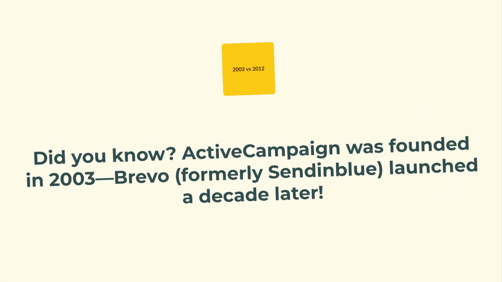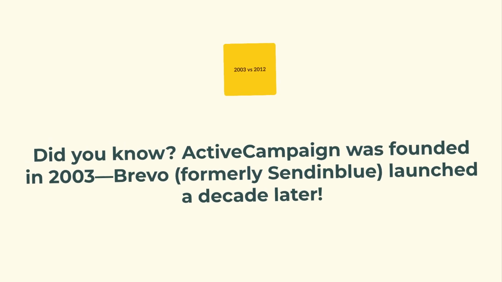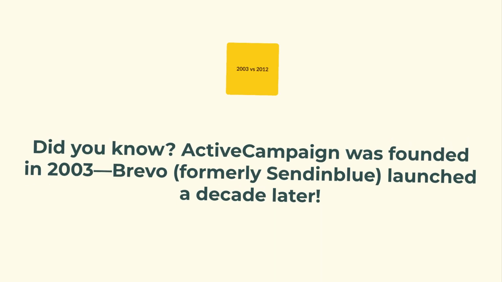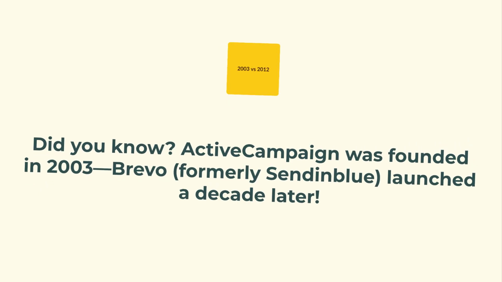Oh, and here's something cool. Did you know ActiveCampaign actually hit the scene back in 2003? Brevo, which used to be called Sendinblue, by the way, didn't show up until a decade later. It's wild how these two evolved.